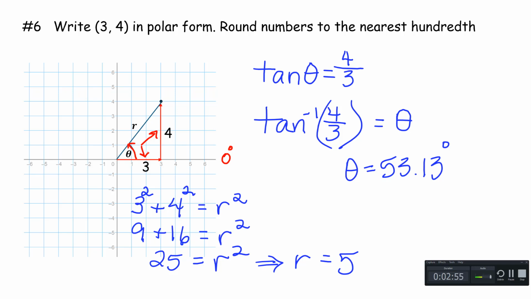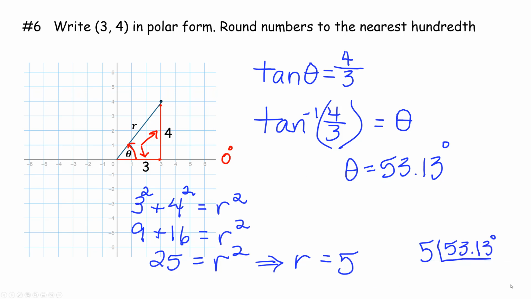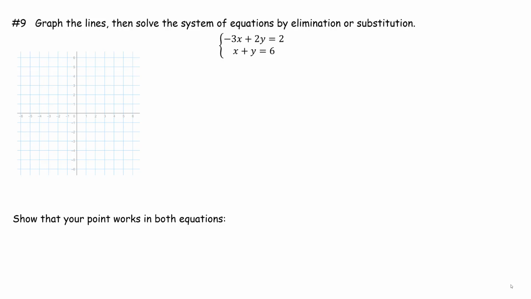And so now we have our R and we have our theta. So our answer is going to be 5, 53.13 degrees.